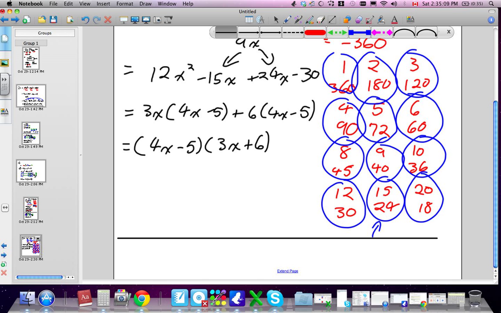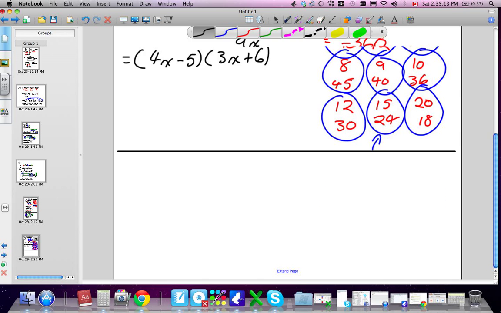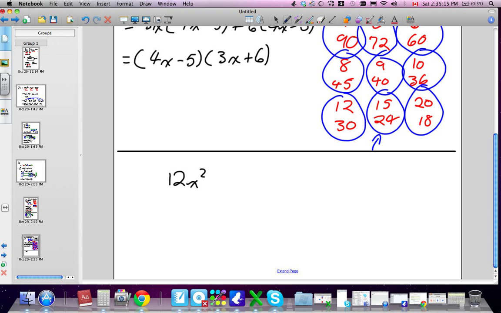12x squared plus 9x minus 30. Okay, we need factors of 12. 1, 12, 2, 6, 3, 4. There's a bunch. And 30's got a bunch too. 1, 30, 2, 15, 5 and 6.